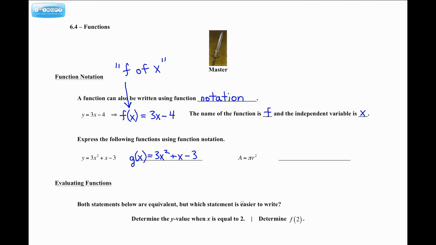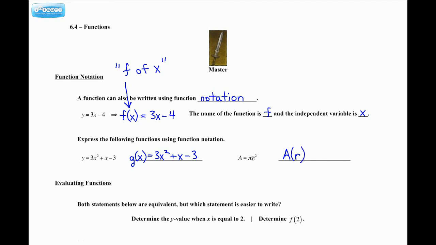Here, A equals pi r squared. I would hope you'd actually recognize this. This is actually the formula for the area inside a circle. Okay, but it's not written in function notation. So I am actually going to leave the A. But if I want it in function notation, I need to put this here.